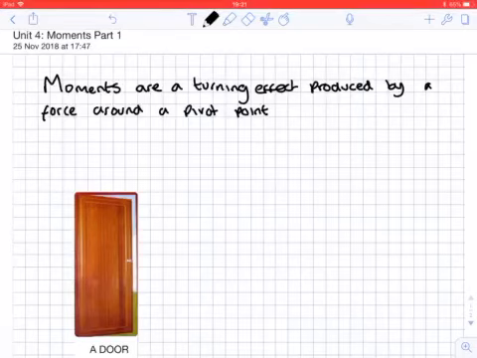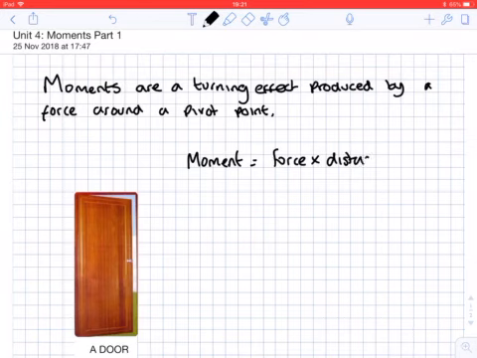So in this video, I'm just going to talk briefly about what an actual moment is. Moments are essentially a turning effect produced by a force around a pivot point. The further away the force gets from the pivot point, the greater the turning effect. And because this is a linear relationship, the moment of a force about a point can be calculated as the product of the magnitude of the force and the distance from the pivot point. So technically, a moment is a force times distance from the pivot point.